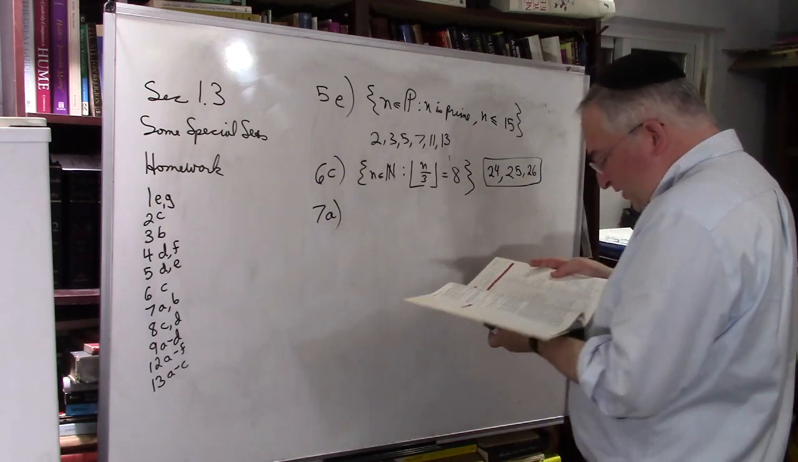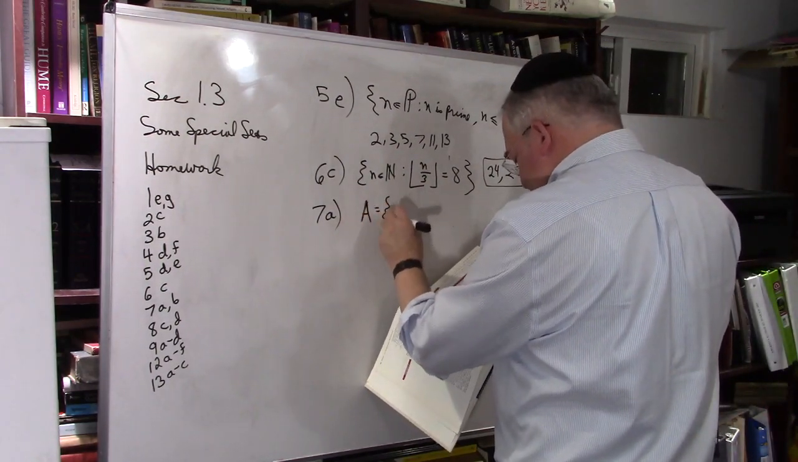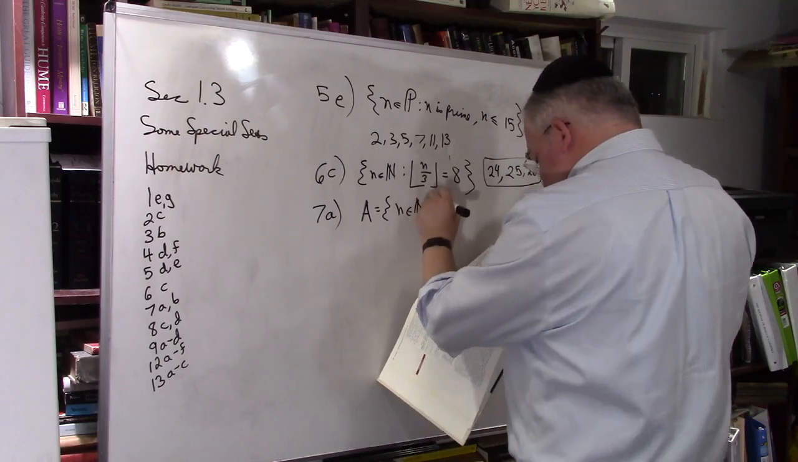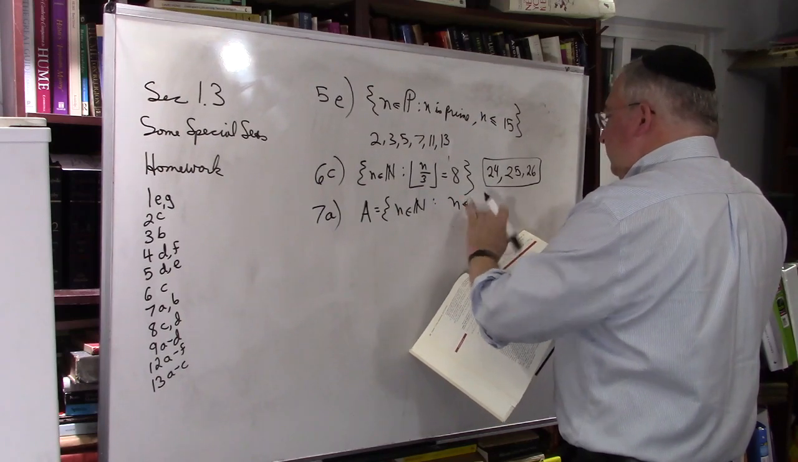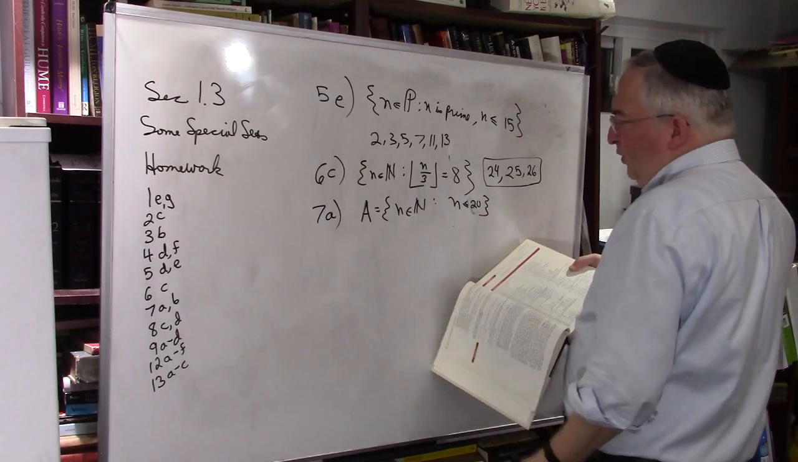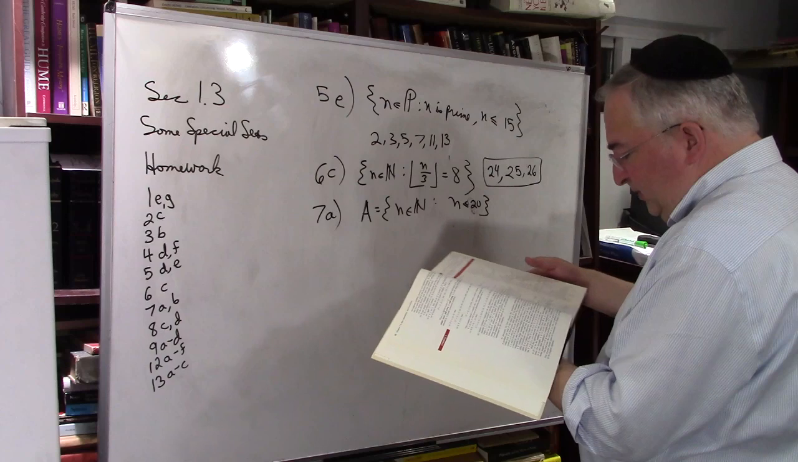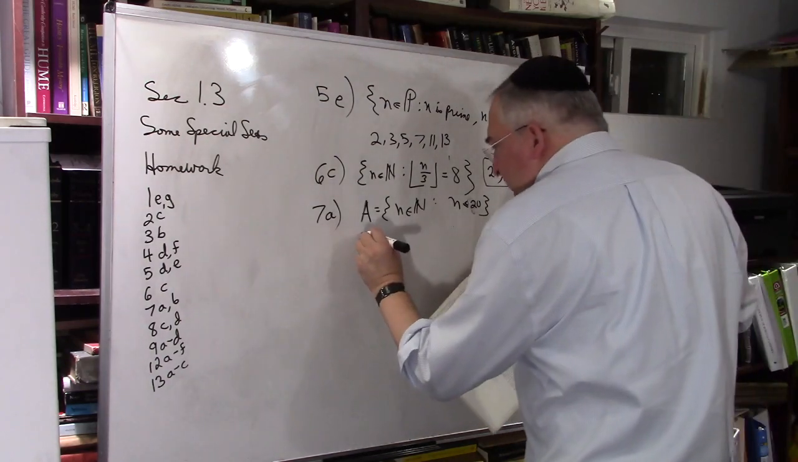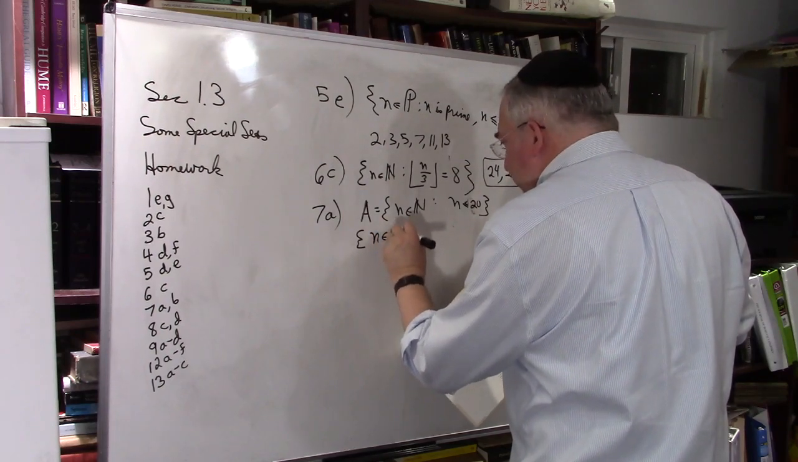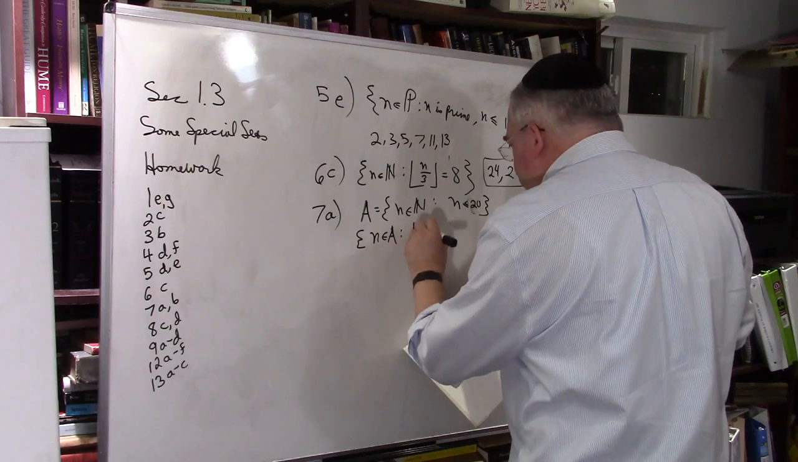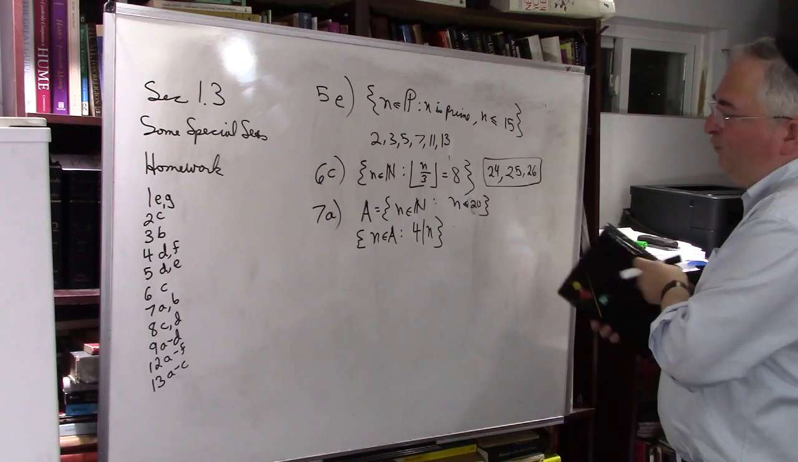So 7a. A is equal to the set of n a member of N such that n is less than or equal to 20. Okay, so all the numbers 0, 1, 2, 3, 4, 5, 6, 7, all the way to 20. So there are 21 elements in there. Okay, great. So list the elements n a member of A such that 4 divides into n.